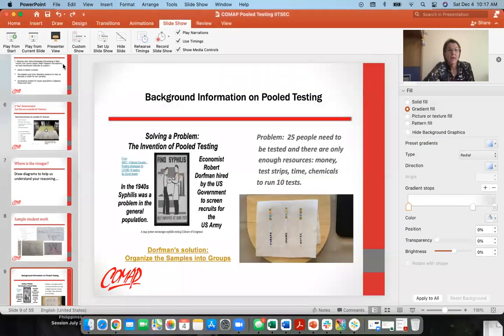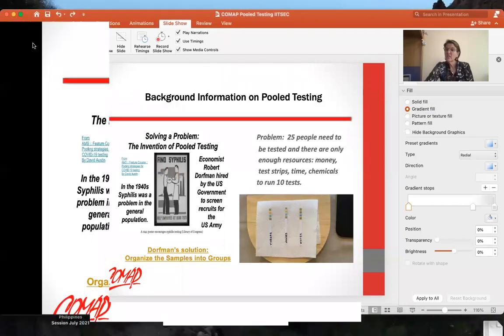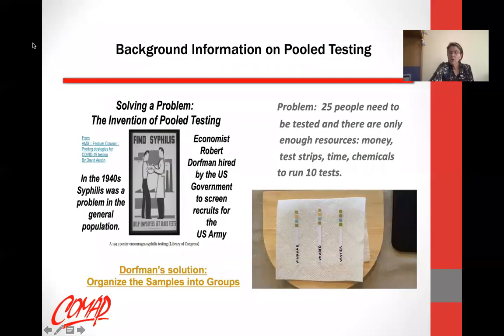pool all 25. So that's just another example where kids could just watch that video and say, oh, I get it. I only need 10. Why do I only need 10 tests? Well, I tested 5 group samples, and because one of those groups was positive, I went back and tested those individually. This is one of the scenarios we're going to look at and create the mathematics around.